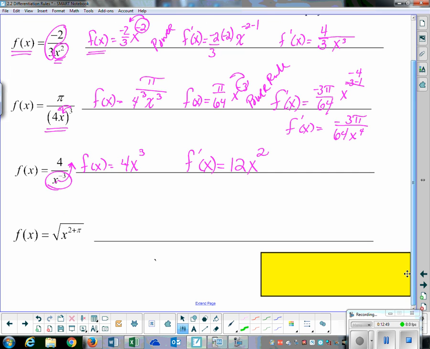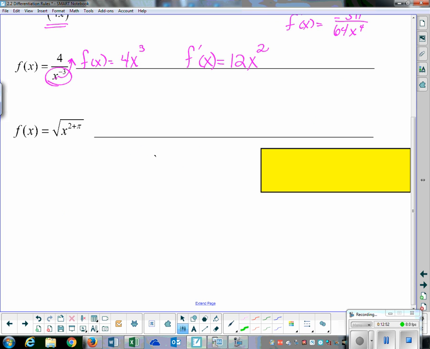This last one is a doozy. Let's rewrite. Of course, we've got an index of 2, and this is our power, isn't it? There's the power. 2 is our index of our radical. So let's just rewrite the function f of x is equal to x raised to the 2 plus pi divided by 2. That could be simplified. We could write this as f of x equals x to the 2 over 2 plus pi over 2. That's an f of x equals x to the first plus pi over 2.